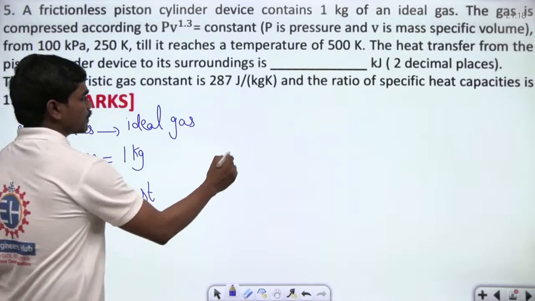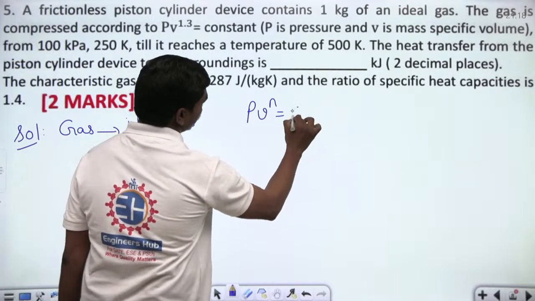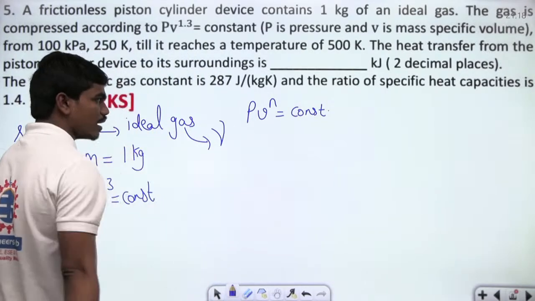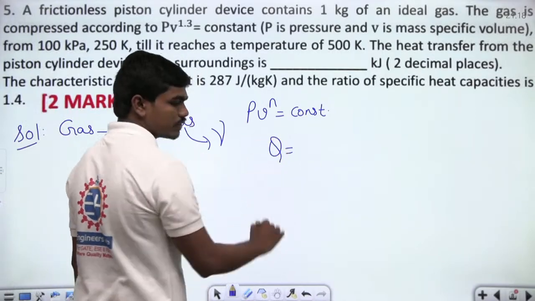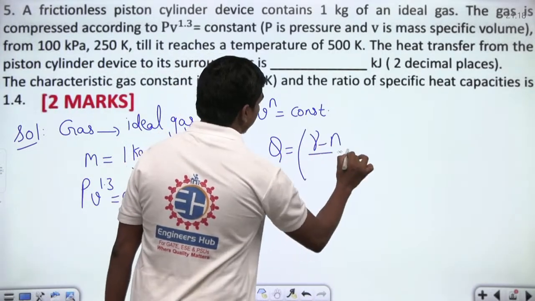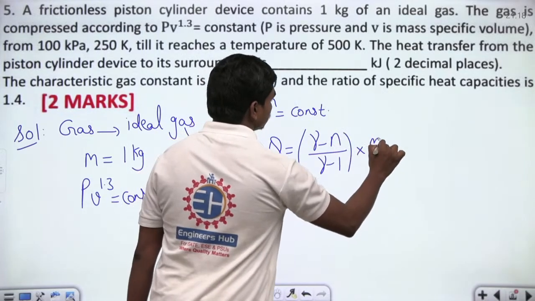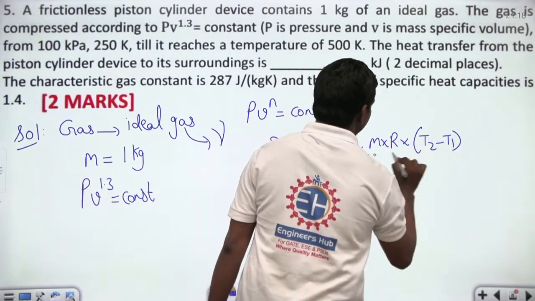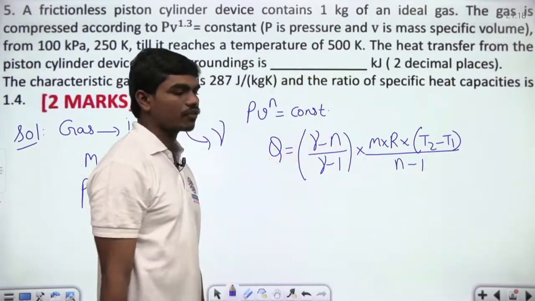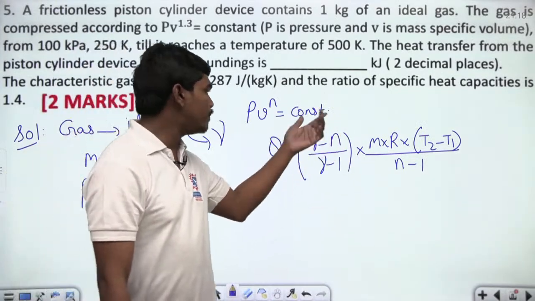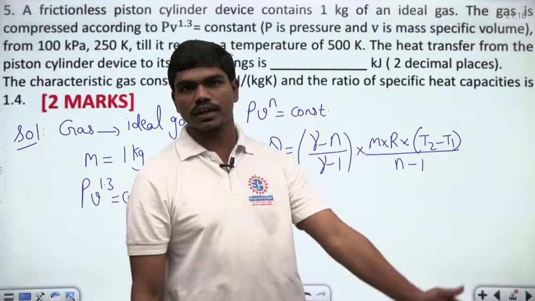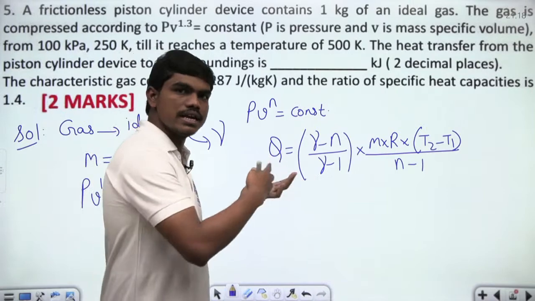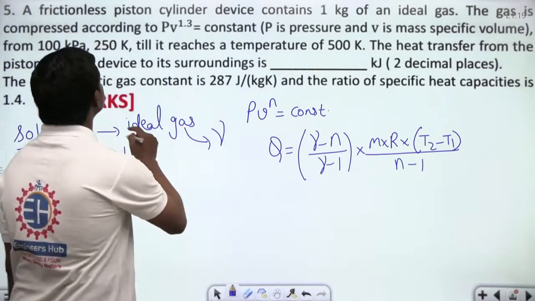So generally if you take the expansion or any compression, PV^n is equal to constant, then we know, of course, if the ideal gas has the ratio of specific heats as gamma, then the net heat transfer is equal to (gamma minus n) divided by (gamma minus 1) into mass times characteristic gas constant into (T2 minus T1) divided by (n minus 1). This is the formulation that we have. Of course, it's a standard formulation. It's nothing big. Actually, if PV^n is equal to constant, you can identify the work done, and if you can identify the change in internal energy, then the net summation of work done plus internal energy gives you this formula.